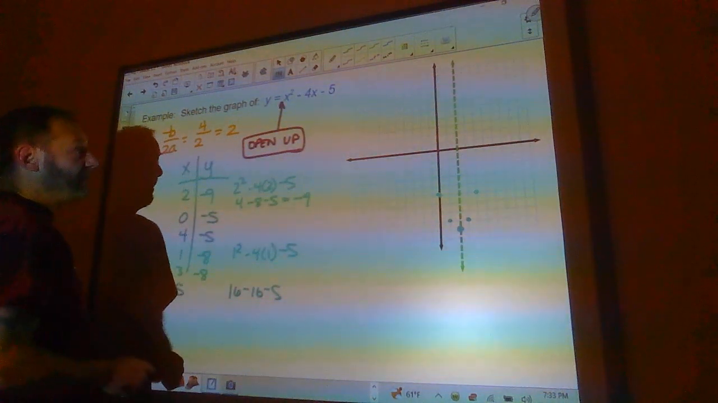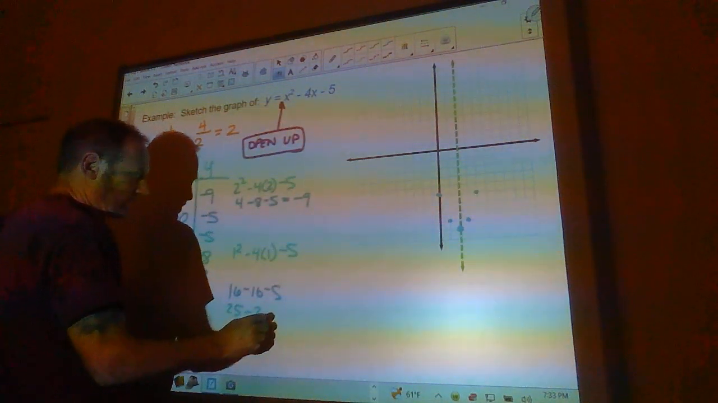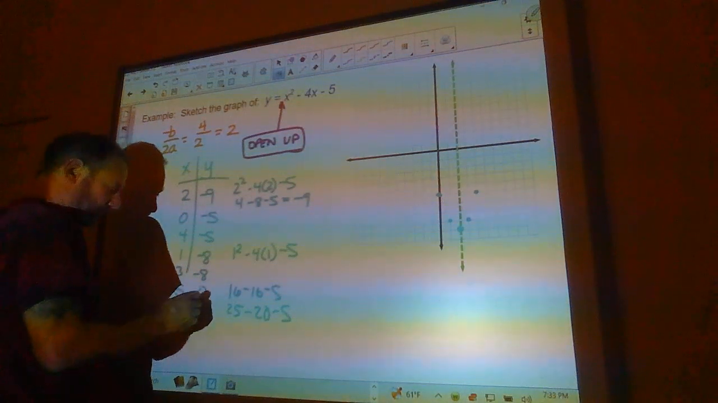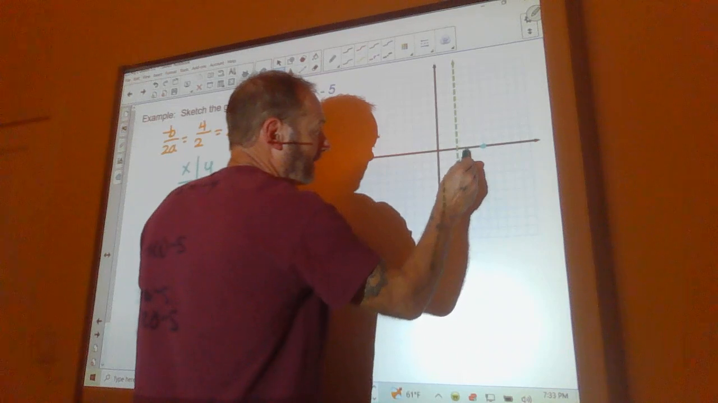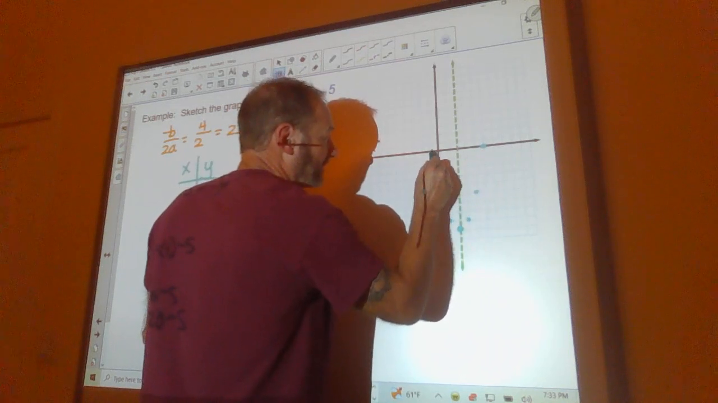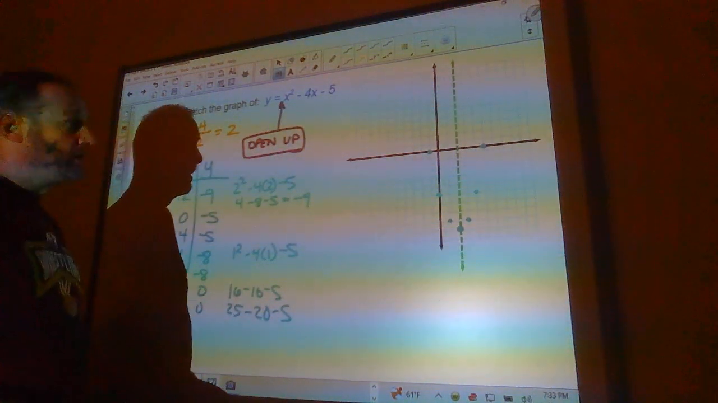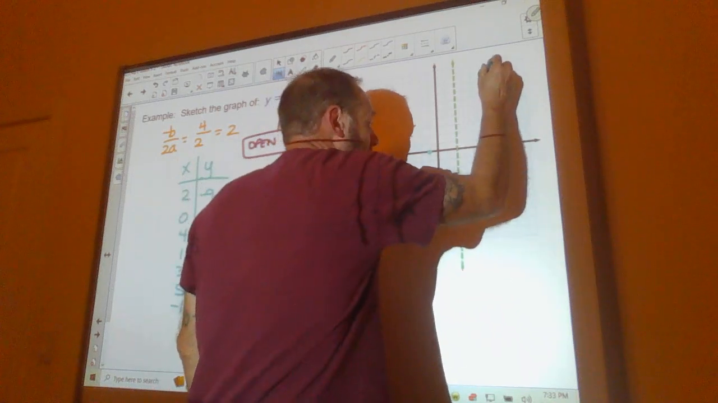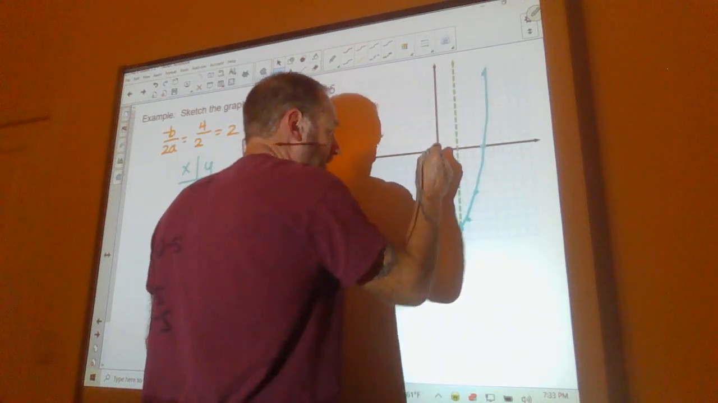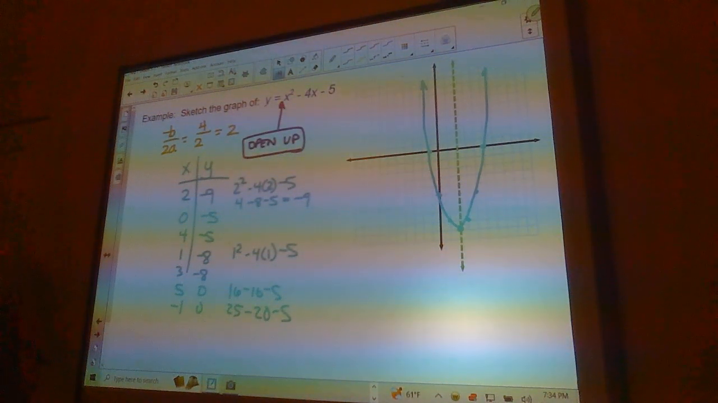Okay. So 5 squared would be 25. Minus 4 times 5 would be 20. Minus 5, that's going to end up being 0. 5, 0. 1, 2, 3, 4, 5. And I went 3 this way, so I go 3 this way. That's a negative 1. I'm going to get 0 there. And so I've got a good parabola right here. It's going to look like that. Okay, so hopefully that's what you got.